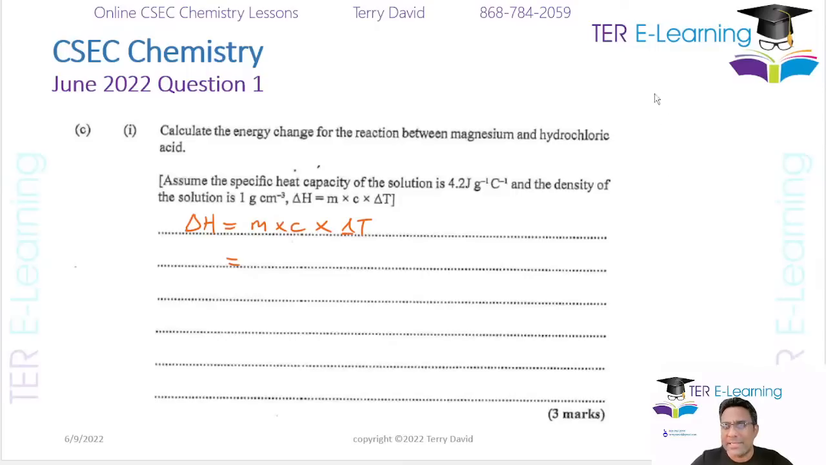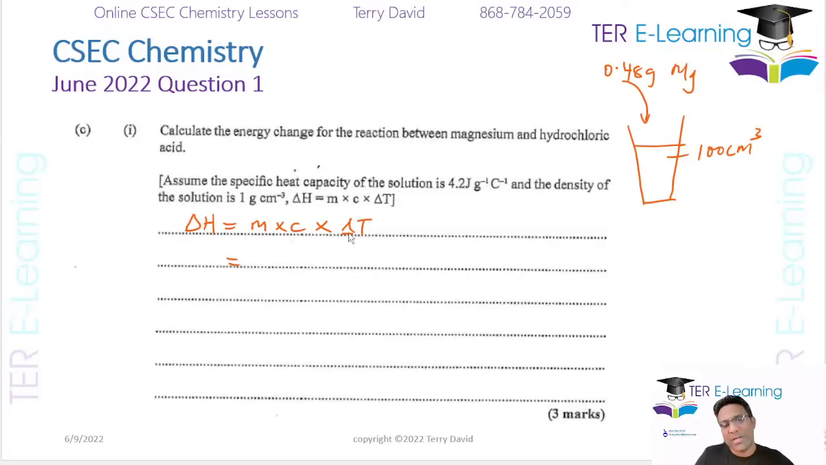Now, let's recap what happened here. You had a container, and that container had 100 cm3 of the hydrochloric acid, and you added 0.48 grams of magnesium. Now, I got a lot of questions regarding what are we using for the mass. What are we using for the mass? Let's hold up on the mass for a sec.